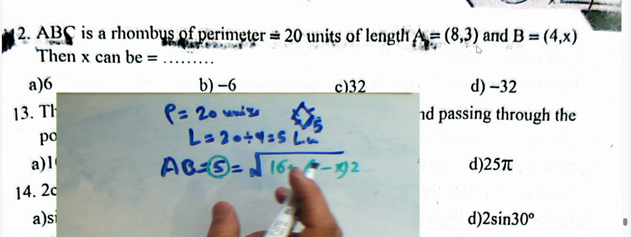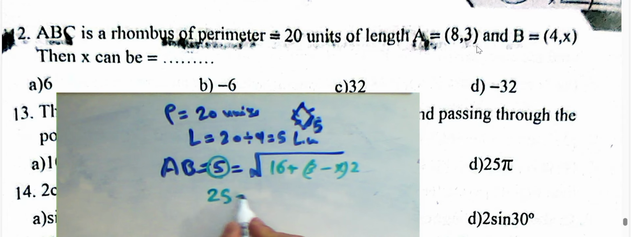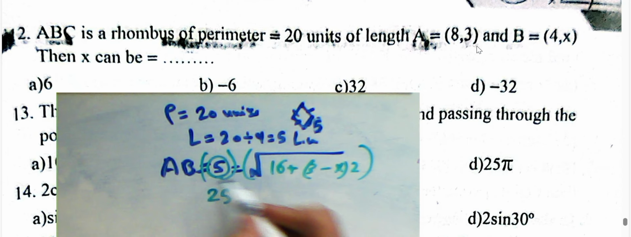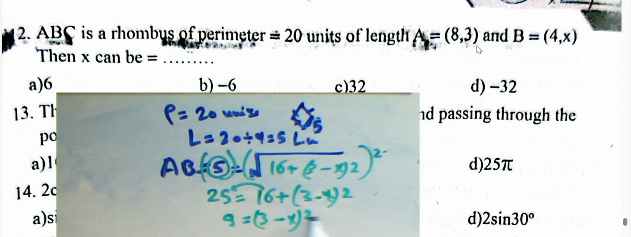You can simplify, right? Square the left hand side and the right hand side. Then 5 squared is 25, and we can cancel the square root by squaring both sides. Then we have 16 plus 3 minus x all squared. Then we can move 16 here: 25 minus 16 is 9. 9 equals 3 minus x all squared, and 3 minus x equals positive or negative square root of 9, which is 3.